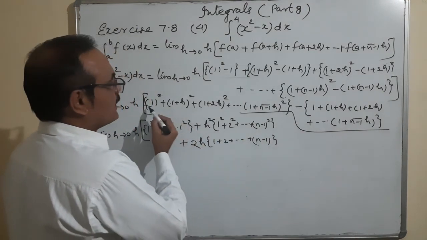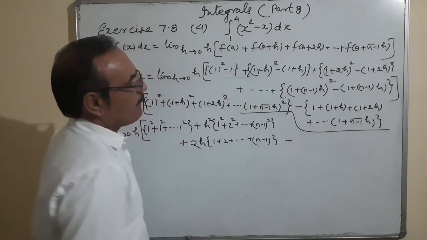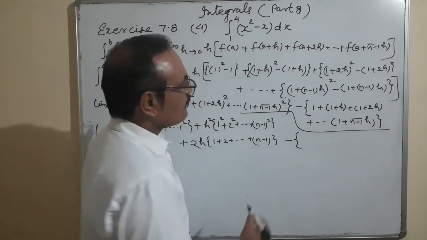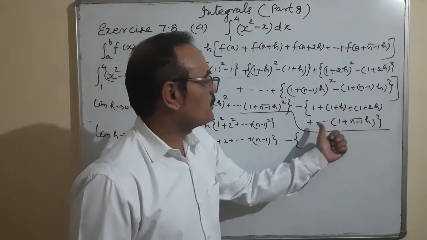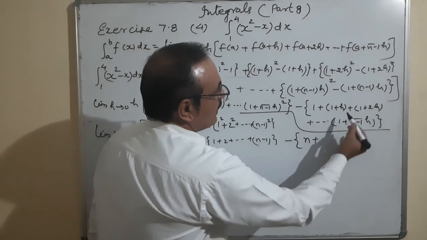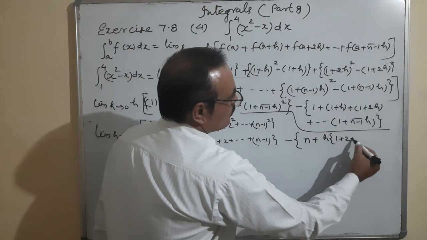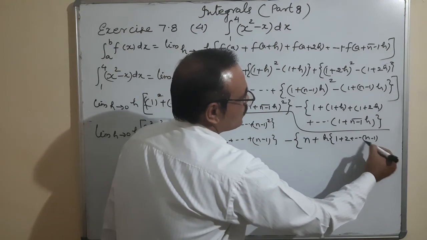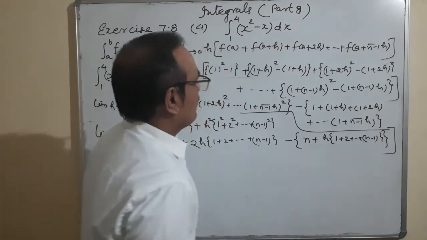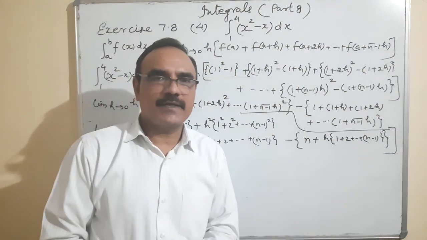Minus, this is the end of this term up to here. Minus, let us see this. First term: 1 plus 1 plus 1 plus up to n times. So I may write here n plus. I'll take h common from h, 2h, 3h: 1 plus 2 plus 3 plus up to n minus 1. Okay. This is the completion of the second term.